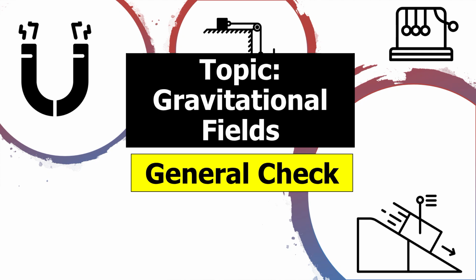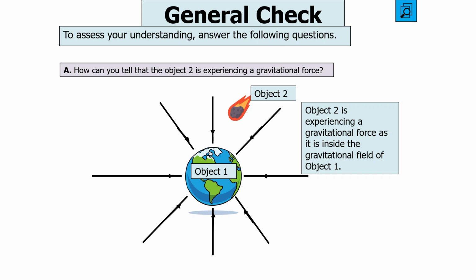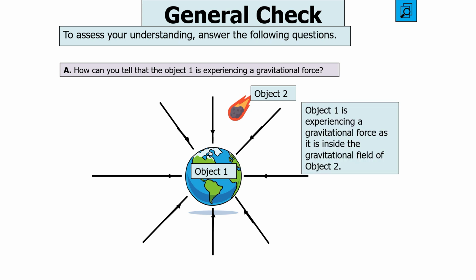So let's test our knowledge and understanding of gravitational fields. From this image, how can you tell that object 2 is experiencing a gravitational force? Pause the video now, then unpause the video when you want to go through your answer. Well, object 2 is experiencing a gravitational force as it is inside the field of object 1. Next question, how can you tell that object 1 is experiencing a gravitational force? Object 1 is experiencing a gravitational force as it is inside the gravitational field of object 2.